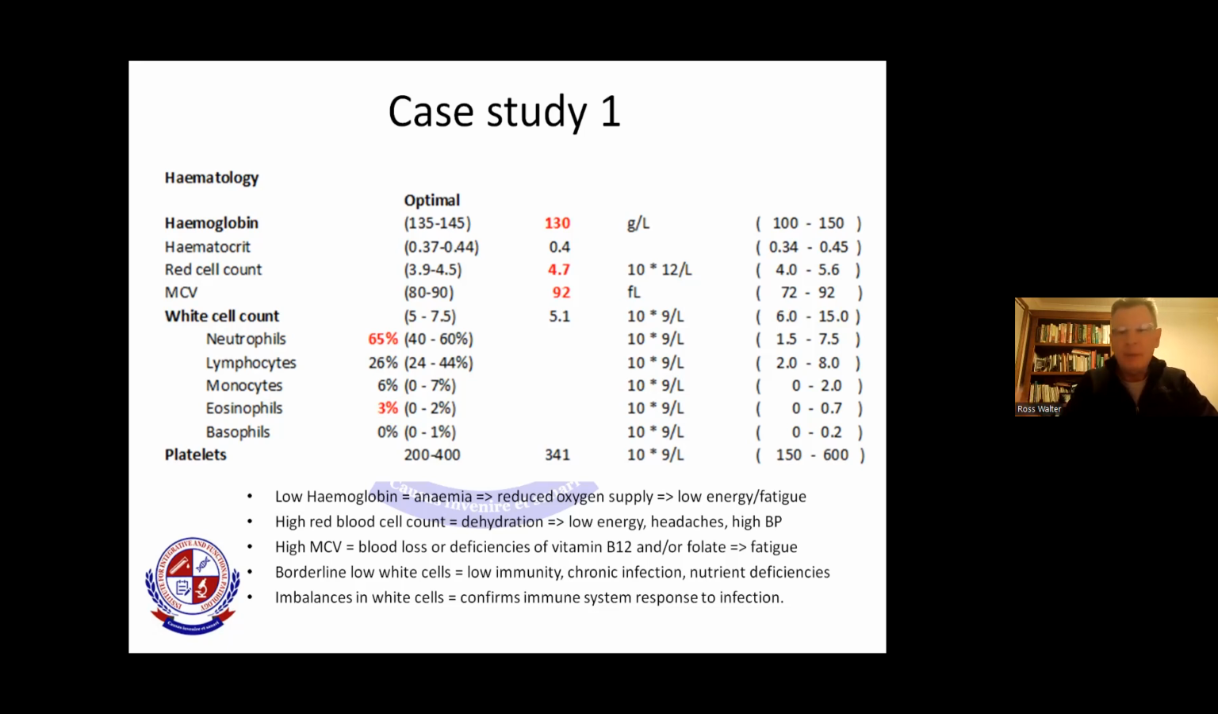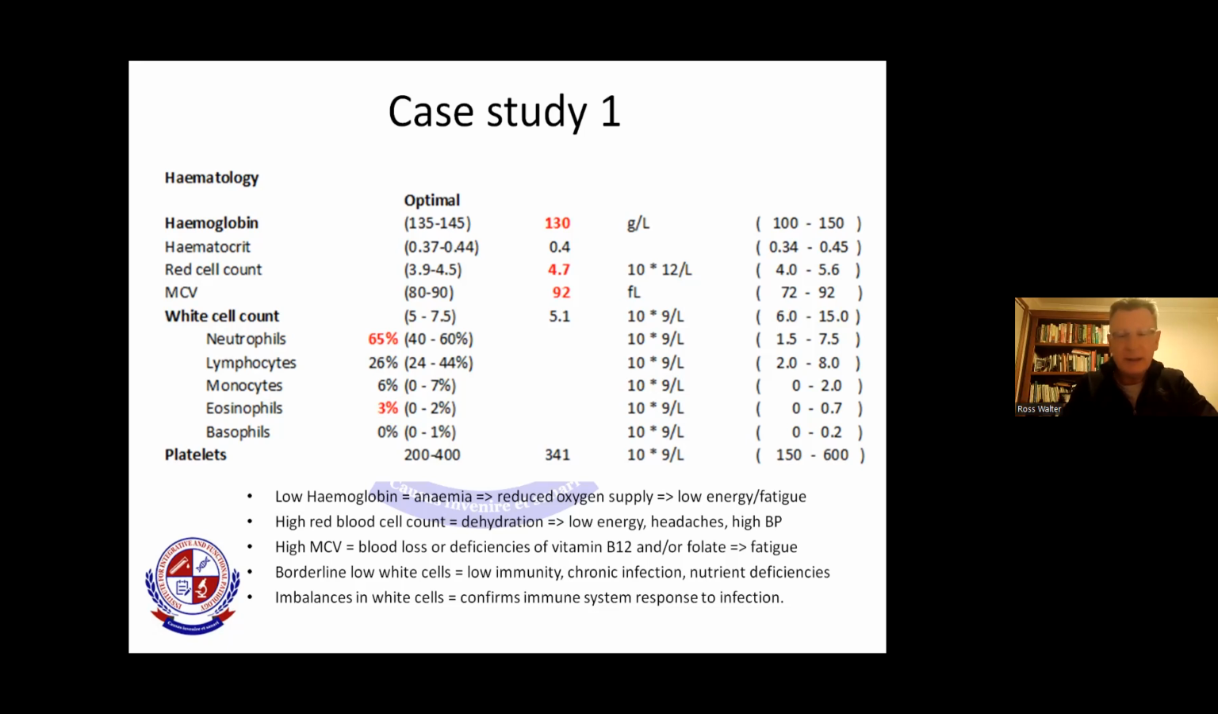MCV stands for mean corpuscular volume, or basically the average volume of the red blood cells. It's one of my favorite markers to check and test for and look at, because that single test and its result can indicate potentially 5 different things, of which 4 of them are nutrient deficiencies.